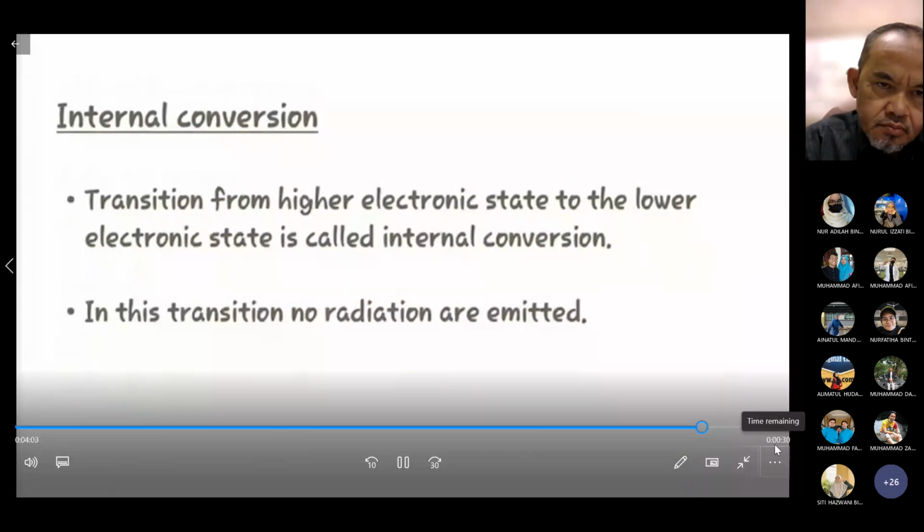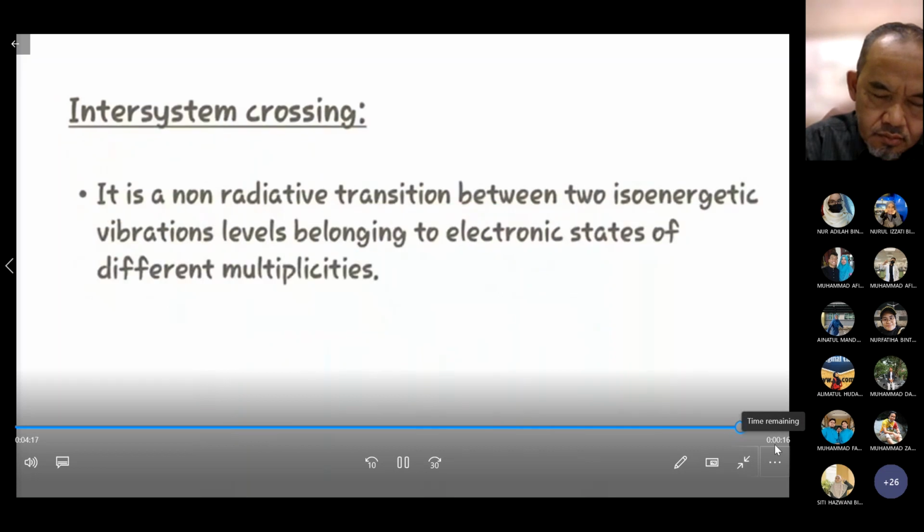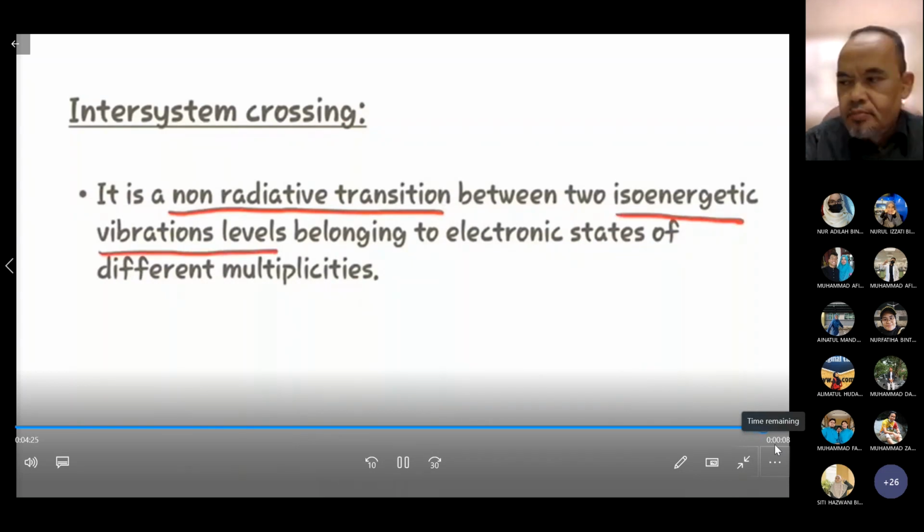Now, the other term is the internal conversion. Transitions from the higher electronic state to the lower electronic state are called internal conversion. In this transition, no radiations are emitted. Now, the last term is intersystem crossing. It is a non-radiative transition between the two isoenergetic vibration levels belonging to the electronic states of different multiplicities.